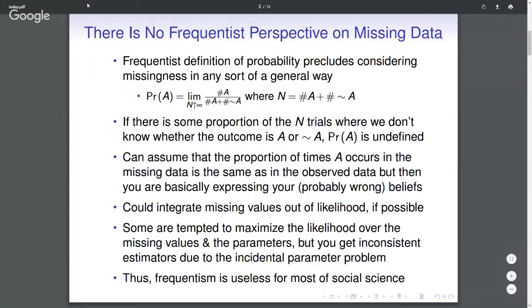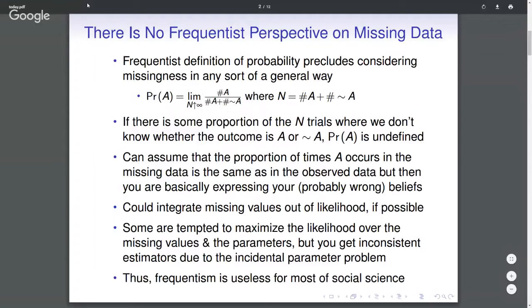What some people are tempted to do, which is just wrong, is to treat the missing values as unknowns and maximize the likelihood over alpha and beta and all the unknown missing values. And what those people are forgetting is that the justification for maximum likelihood, it being a consistent estimator, it being asymptotically normal, etc., all relies on the assumption that the number of unknowns remains fixed as the number of observations goes to infinity. That's a condition for it to yield consistent estimation and things like that.